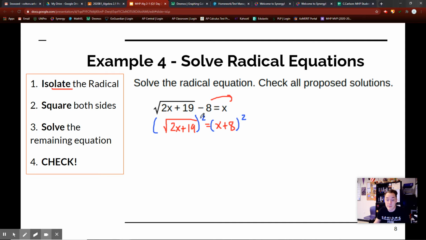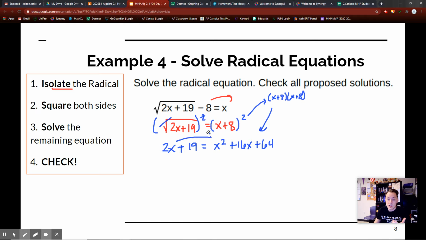I am going to be skipping some steps in this. So this is going to be 2x and then plus 19. When I square this, this actually equals x squared and then plus 16x and then plus 64. That's what that will be, when I square the whole thing. Remember what this means is x plus 8 and then times x plus 8. And that's what I get there.